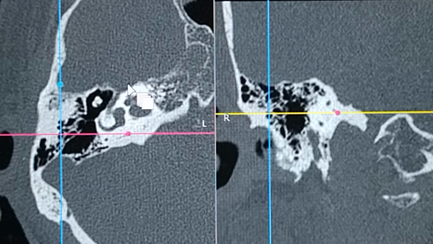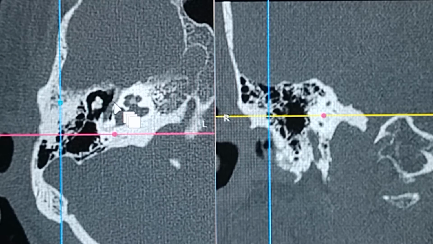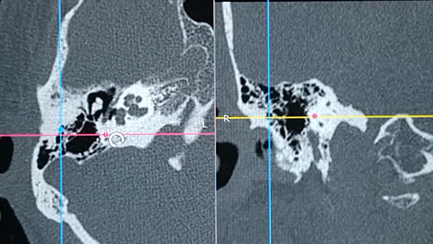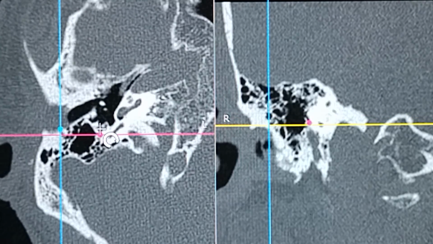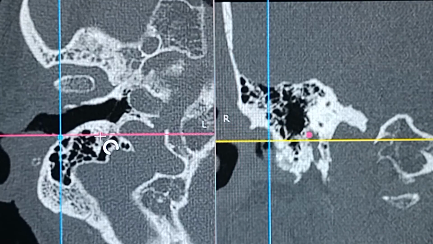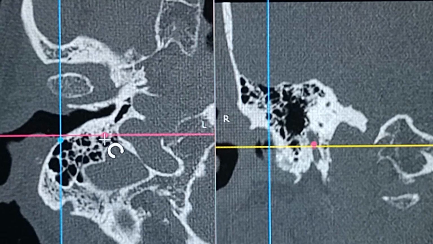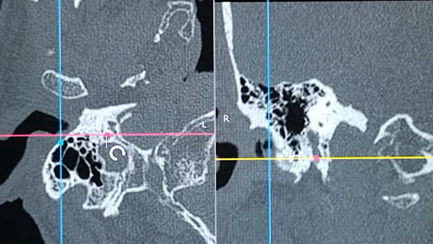After the formation of the geniculate ganglion, it runs posteriorly. You can see it runs posteriorly below the level of the lateral semicircular canal, and that's the facial nerve going below. Follow my mouse cursor. That's the facial nerve. See the cross of the mouse. That's the facial nerve, and that's the vertical segment, the mastoid segment of the facial nerve, which eventually will exit through the stylomastoid foramen.